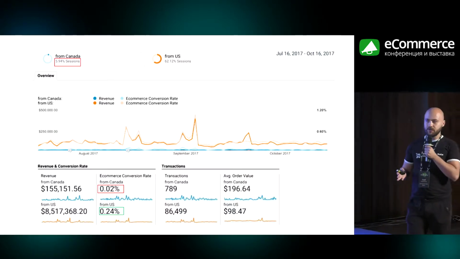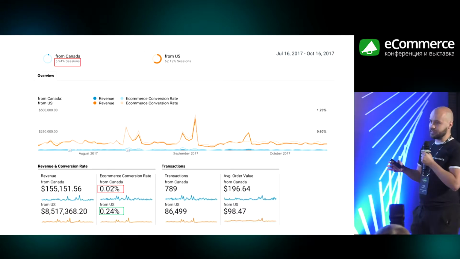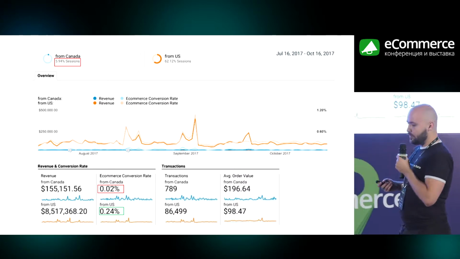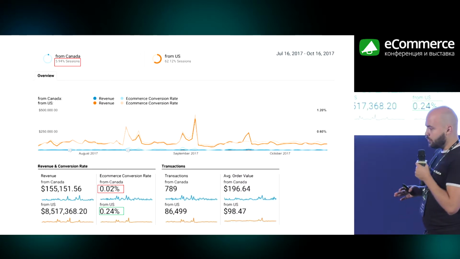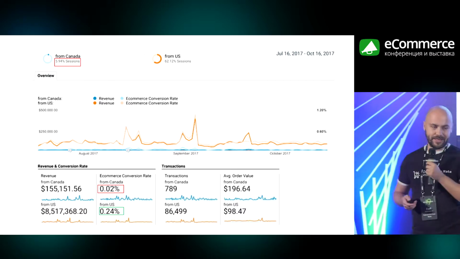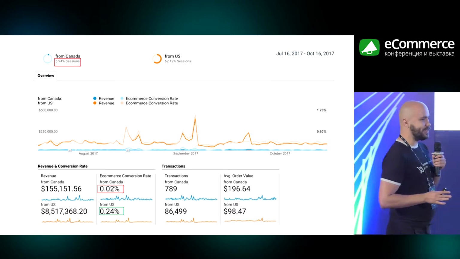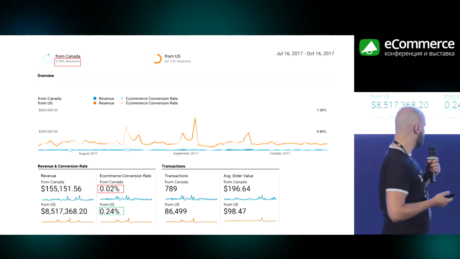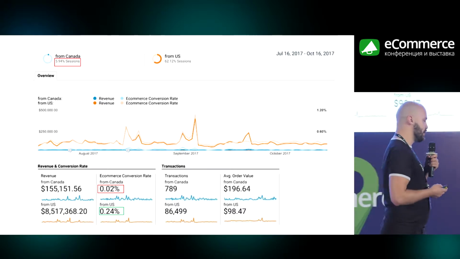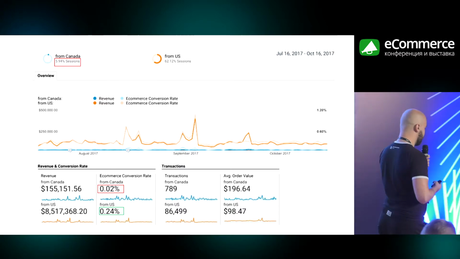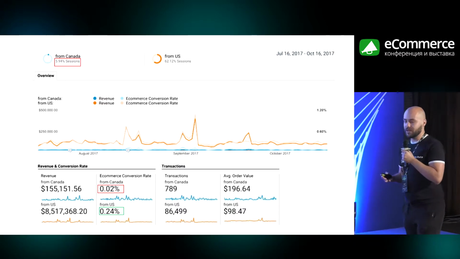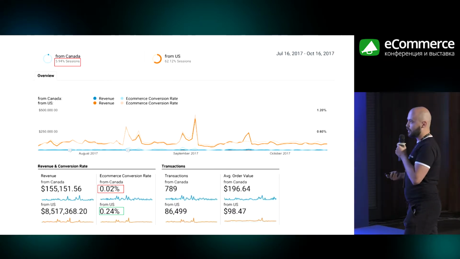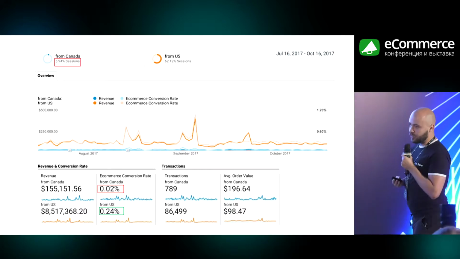So here is an example of a client. As you can see, from just a top-level overview, revenue in the US is around $8 million for the month, but in Canada, with kind of the same audience, it's only $150,000, right? And the conversion rate to purchase is 12 times lower. So by this chart, it became obvious that something is going wrong somewhere, right? So how will we find the reason for that?